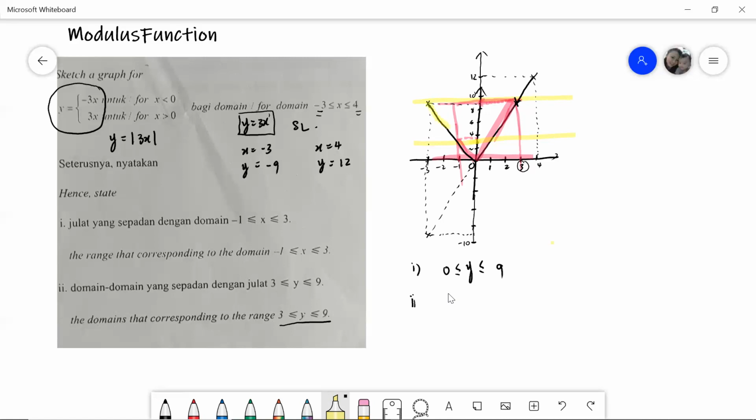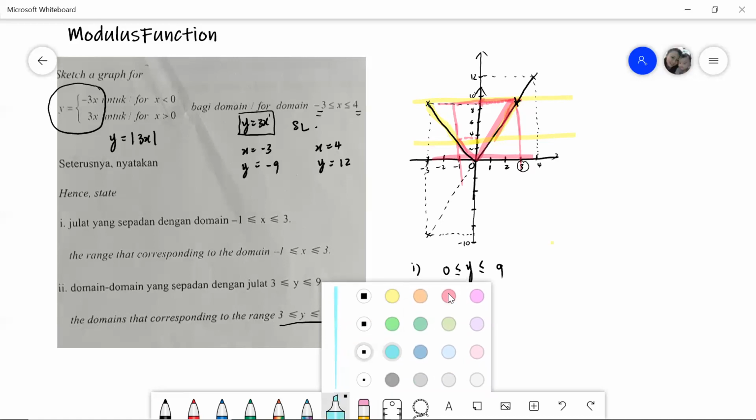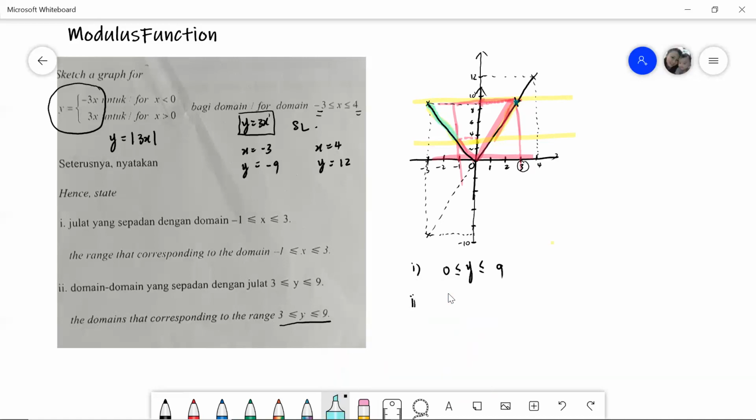It's this and this. The yellow is not so clear, maybe I'll use the blue one. It's this to this, isn't it? We have two parts of the graph, therefore we have two domains. Domain refers to the x value. So from this green line, let's look at the corresponding x value. Now this is a sketch, so it's not really accurate.